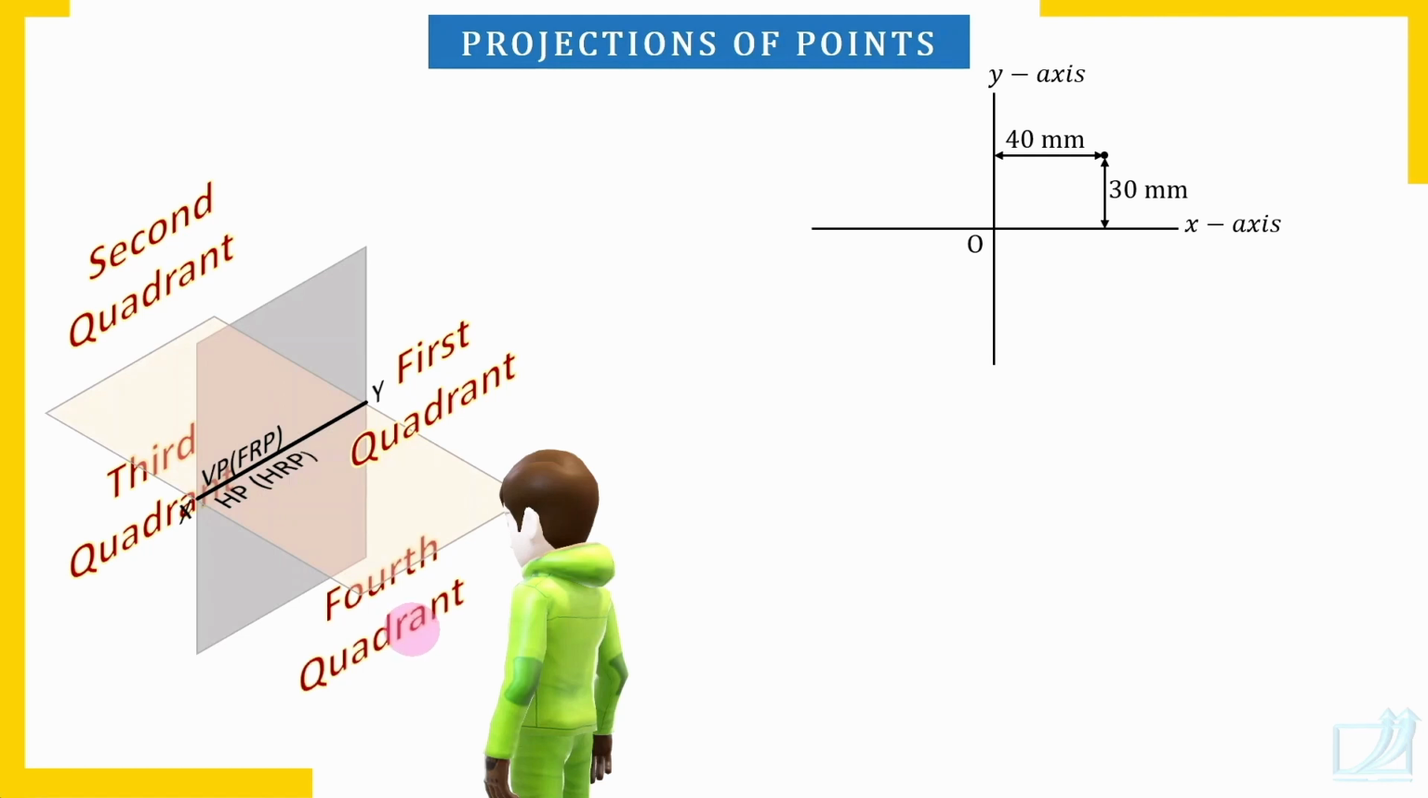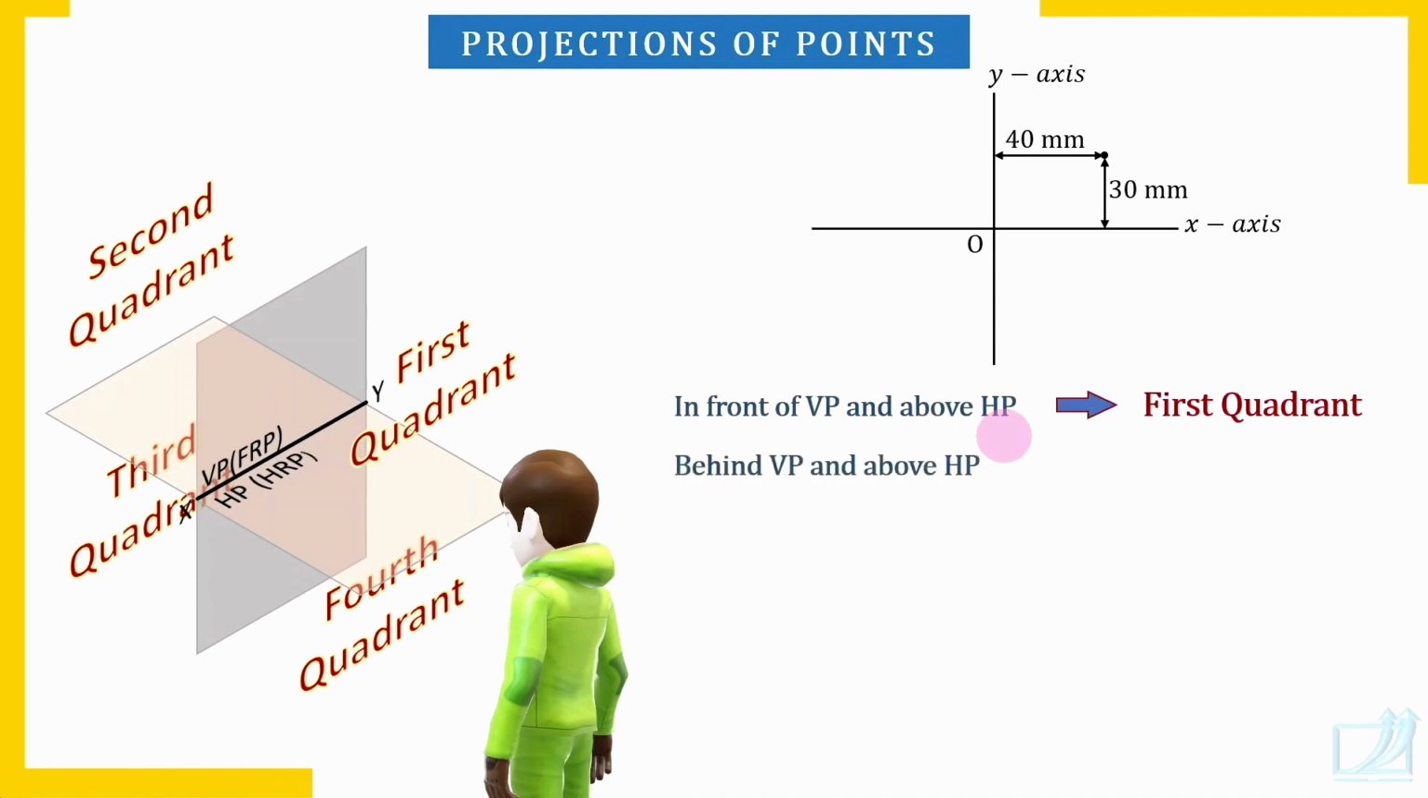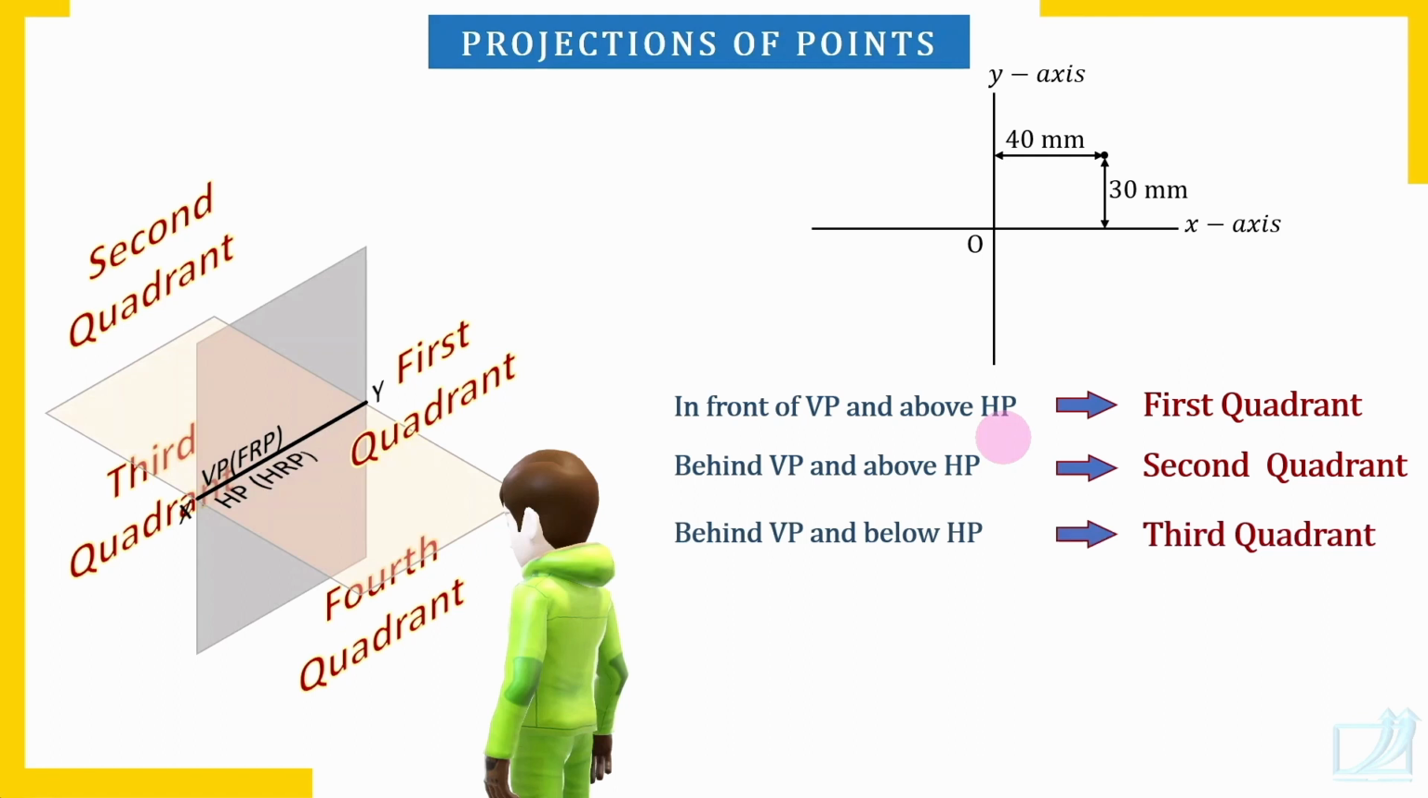So remember these things now. In front of VP and above HP, that is the first quadrant. Behind VP and above HP, that is the second quadrant. Behind VP and below HP, that is the third quadrant. And in front of VP and below HP, it is the fourth quadrant.